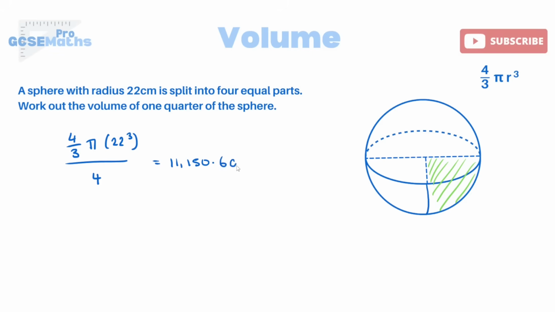11,150.6, that's to 1 decimal place. But you just have to remember to divide by 4 because it can be quite easy to forget that last little step.